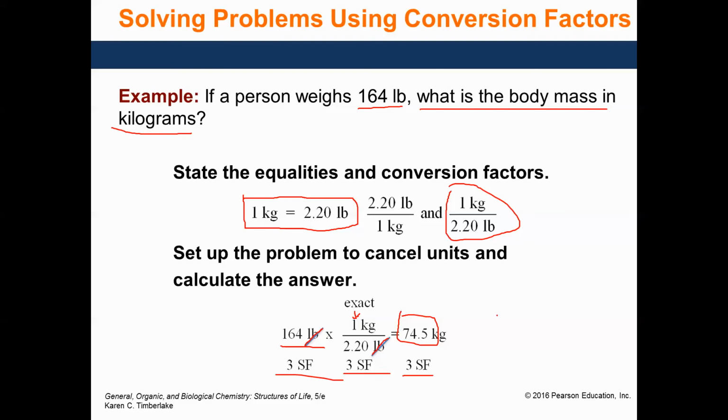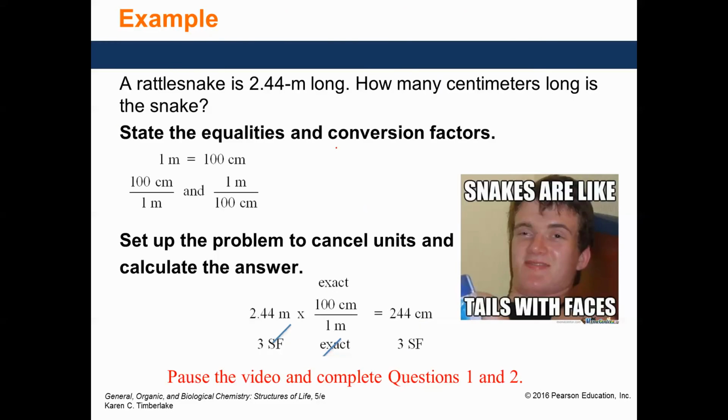Looking at another simple example, if a rattlesnake is 2.44 meters long, so the length is 2.44 meters, how many centimeters long is the snake? It's asking us to convert from meters into centimeters, so we'd have to look up that 1 meter equals 100 centimeters. This is the same measurement system, so it's exact. We can make two different conversion factors out of it.